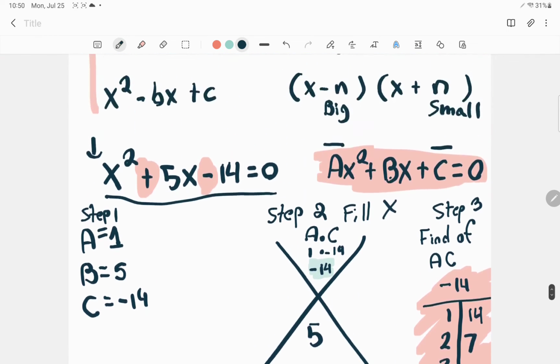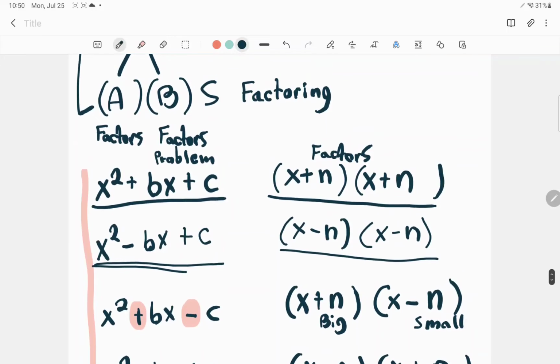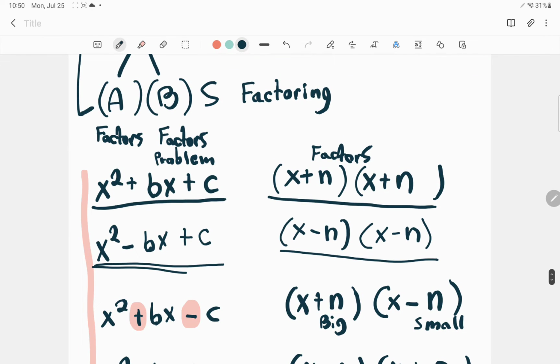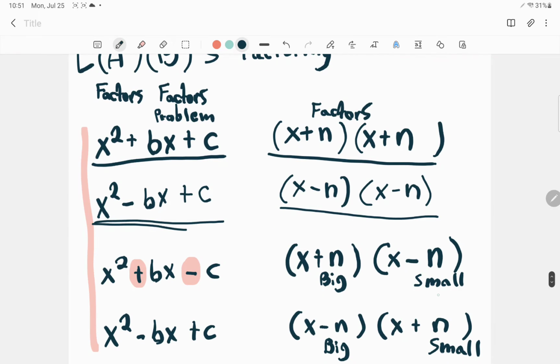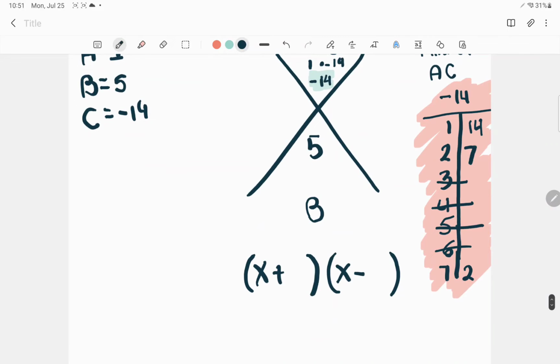Okay. Now let's look at it again. And what does it say about my first n? It's going to be a big number. Okay. What is my small number going to be? It's going to be negative. Okay, so we're going to go back to a chart. We know for a fact that my smaller number is going to be negative. So I'm always going to put a negative where I have smaller numbers, okay?